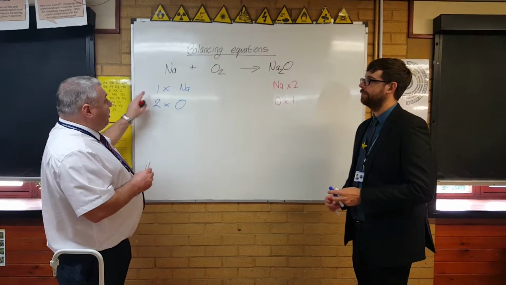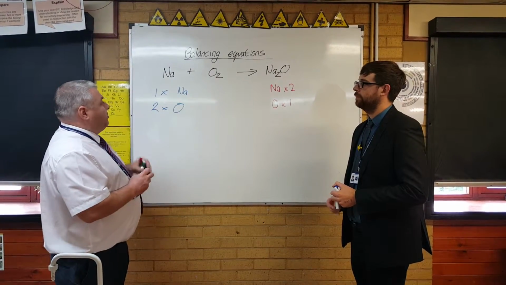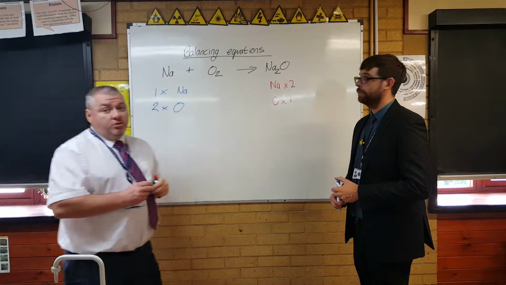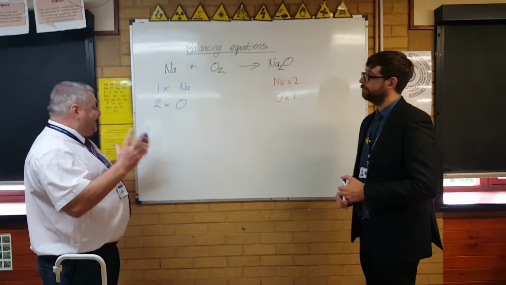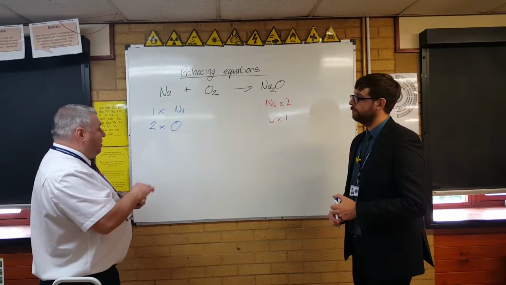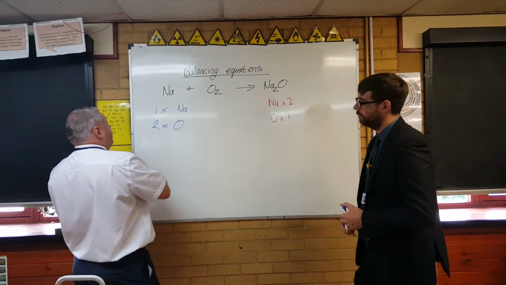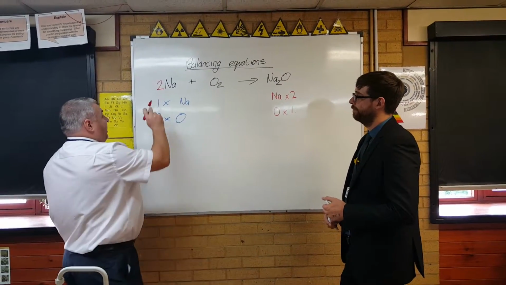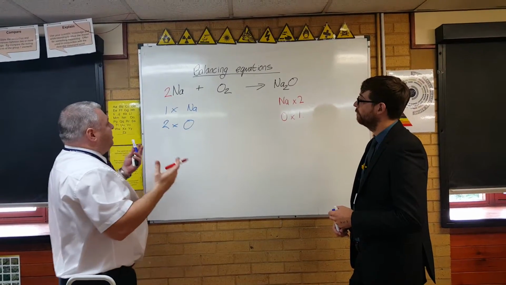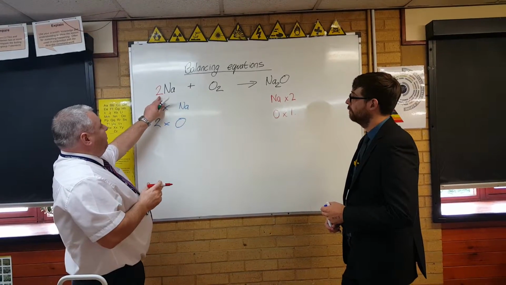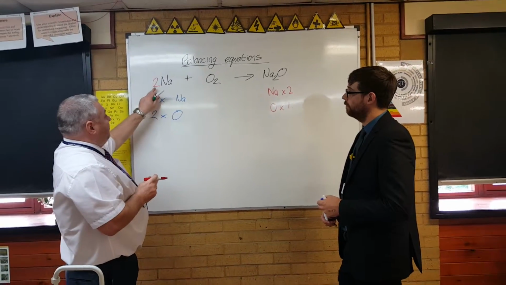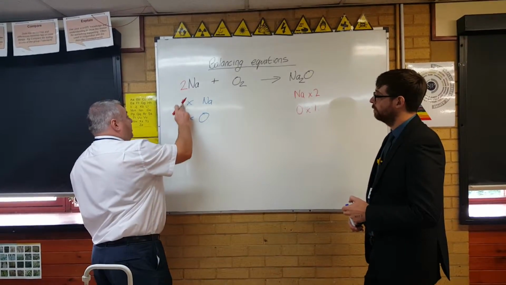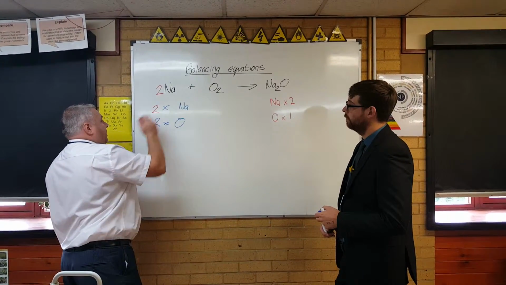So on this side we have 1 sodium atom, okay? And on this side we've got 2 sodium atoms, okay? So the easiest way of fixing that would be to put a big 2 in front of here, okay? Once you do that, you need to update your list. So if we update our list here, we've got 2 times sodium, so we need to change this to a 2.